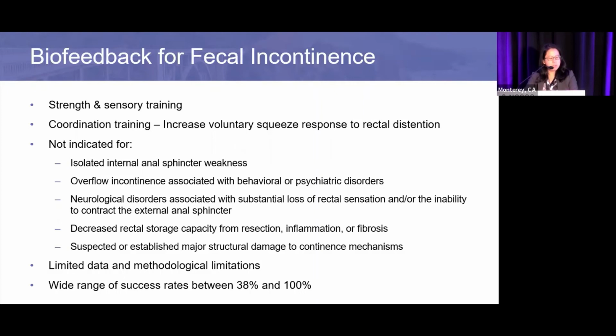It's also not indicated with suspected established major structural damage to the continence mechanism. So for some of these patients with fecal incontinence, when they come to my clinic, I will also do an endoscopic ultrasound, or you can do an MRI, to look at the anal sphincter structure and make sure there's no huge defect. If you have a 180-degree circumferential defect, I don't think you can train the muscle and help with the continence. The challenge, of course, is limited data and the method of how these are tested. That's why there's a wide range of success rate, between 38% to 100%. So you have to let patients be aware of that.